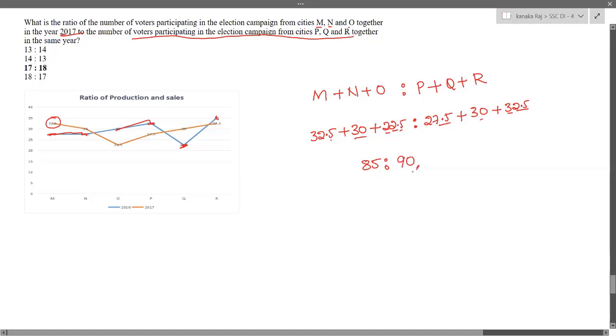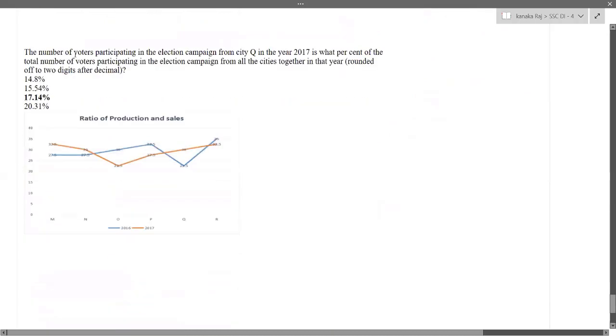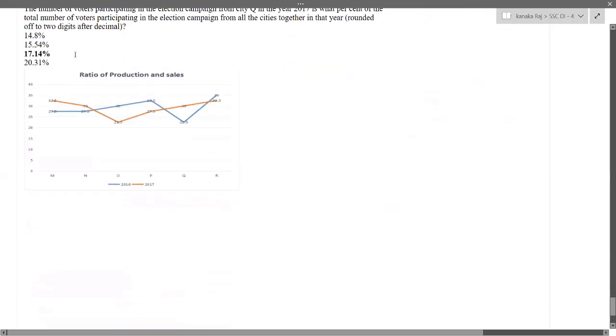But then do I have that in our options? No. So I can further simplify this. How can I do that? 5 17 times is 85. What about 90? 5 18 times is 90. So do I have that in our options? Yes. Option C, 17 is to 18 will be my final answer. So let's move on to the next sub question, which is the last question for the day today.